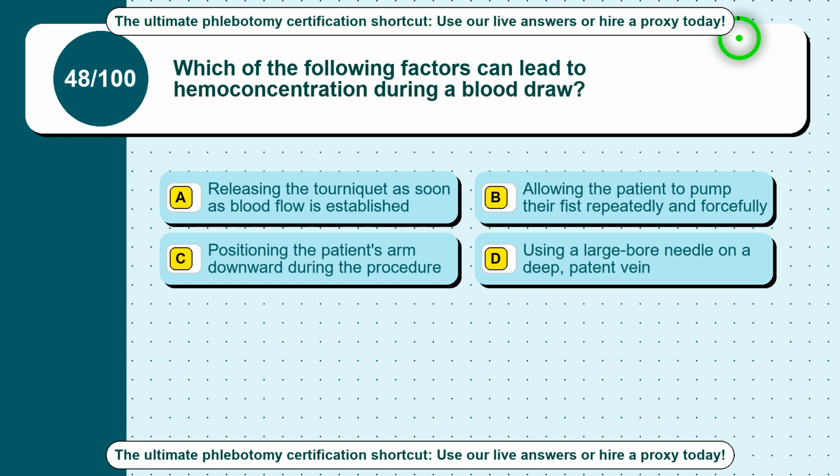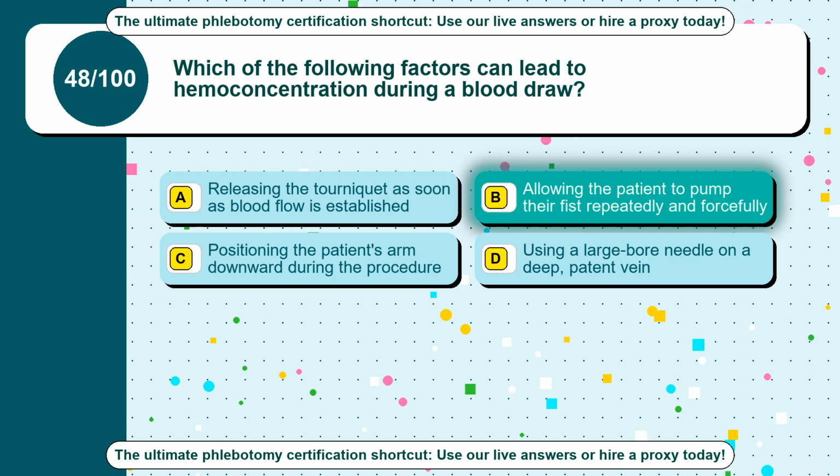Question 48. Which of the following factors can lead to hemoconcentration during a blood draw? Option A. Releasing the tourniquet as soon as blood flow is established. Option B. Allowing the patient to pump their fist repeatedly and forcefully. Option C. Positioning the patient's arm downward during the procedure. Option D. Using a large bore needle on a deep, patent vein. The correct answer is option B.